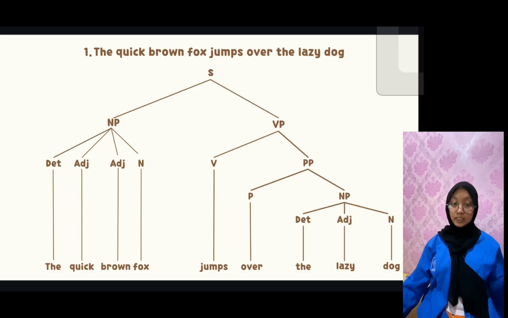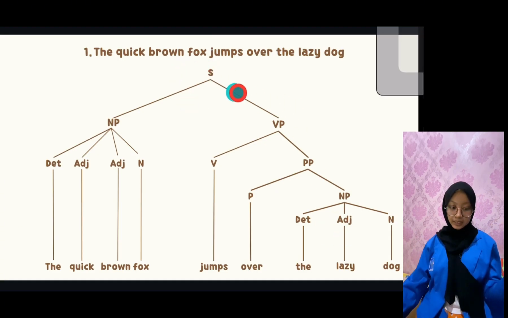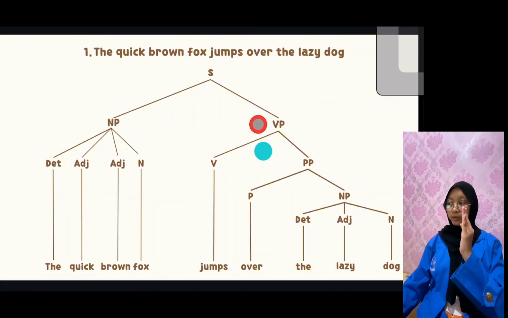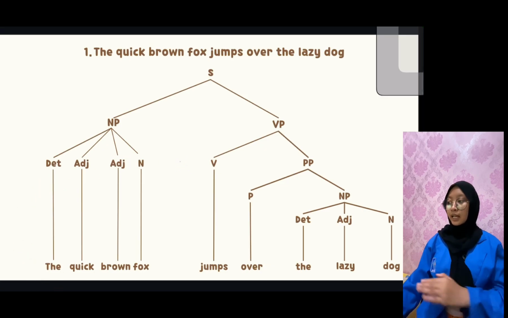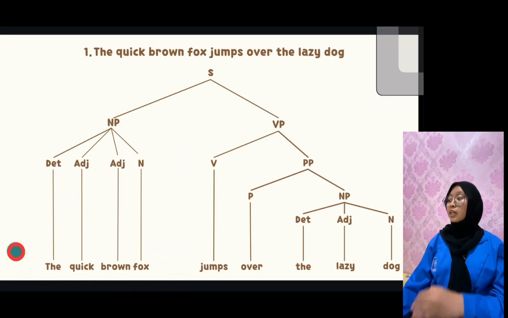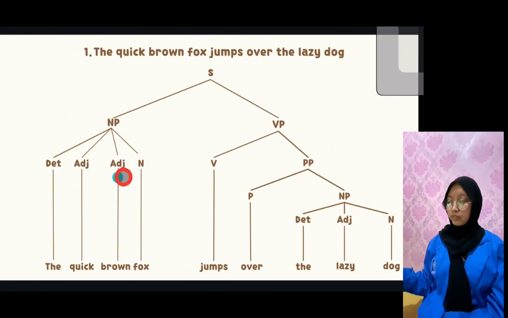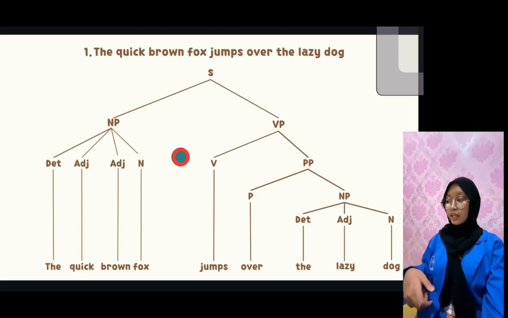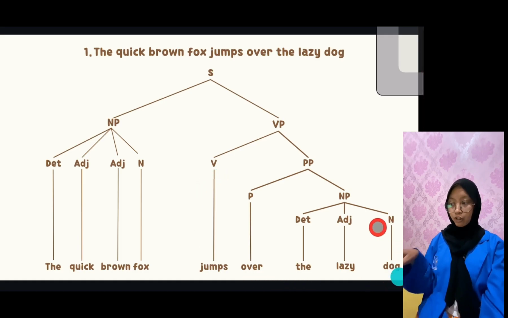Like the usual syntax tree, the sentence usually starts with S, which stands for sentence. And then in here we divide it into two: NP, which is noun phrase, and VP, verb phrase. So in this sentence, the noun phrase is the quick brown fox. The noun phrase we divide into first determiner, which is for the word the, and then adjective for the word quick, another adjective for brown, and then the noun for fox. And the verb phrase is jumps over the lazy dog.